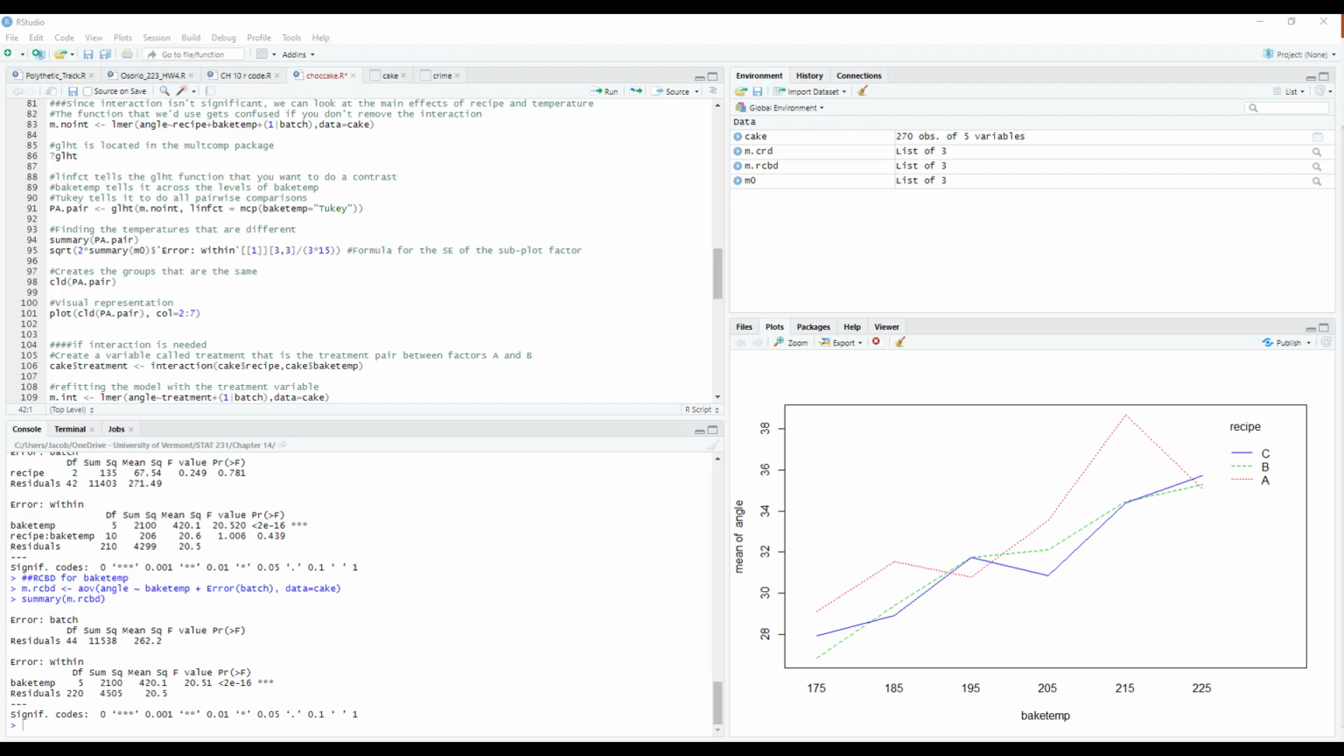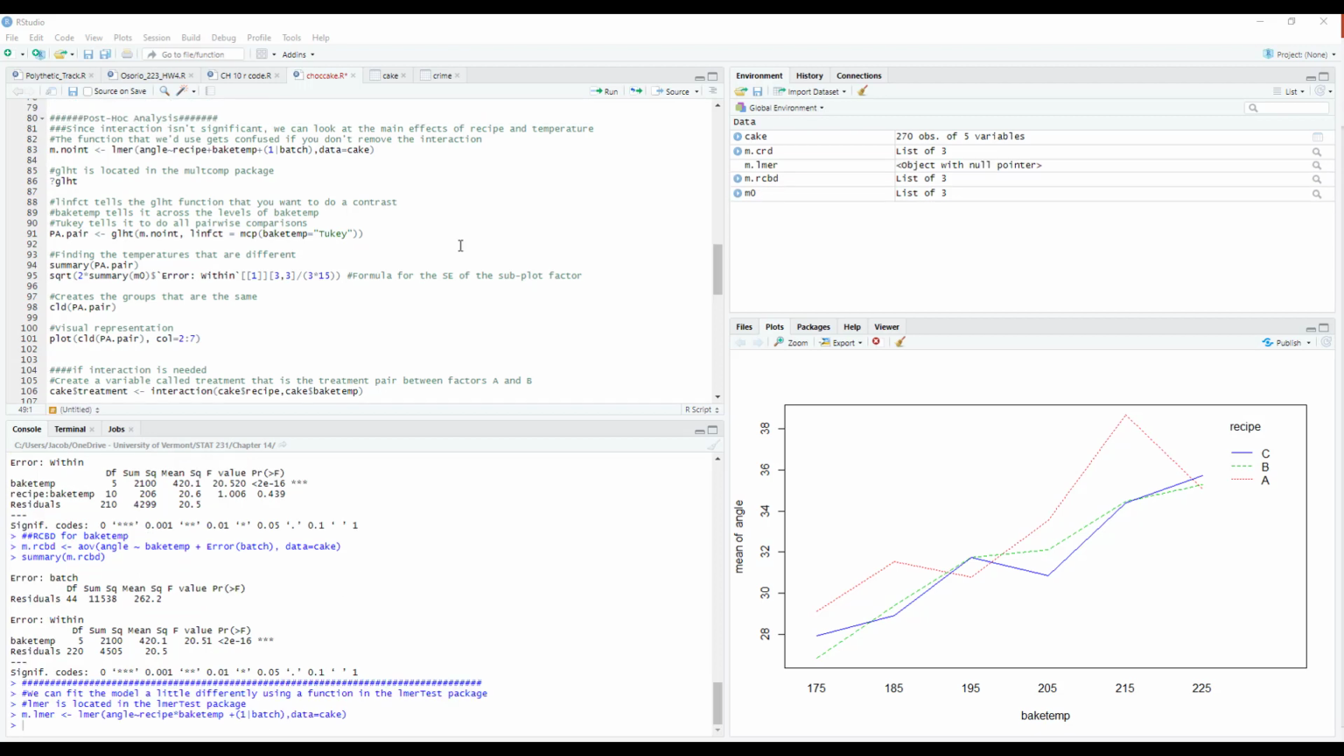without it, because the function we're about to use doesn't like it if the model has an interaction term, but you're not using it in your follow-ups. Because the effective batch is treated as a random effect, it's better to use a function in R that's better designed for random effects, so I'll use lmer inside of the lmerTest package.